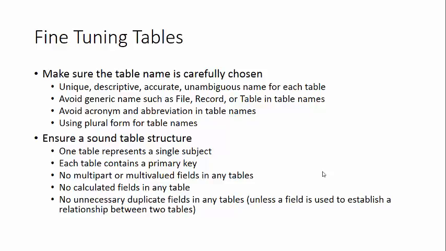And also we need to ensure a sound table structure. One table represents a single subject, and each table contains a primary key, and no multiple part or multi-valued fields in any tables, no calculated fields in any tables, no unnecessary duplicate fields in any tables. That's very similar to the fields property, but just to make sure when you create a table, you need those fields to be a good practice.